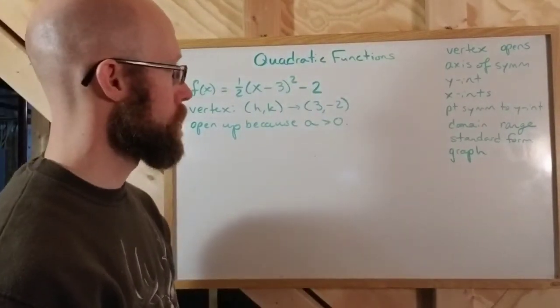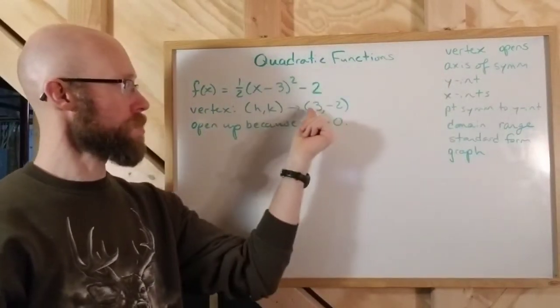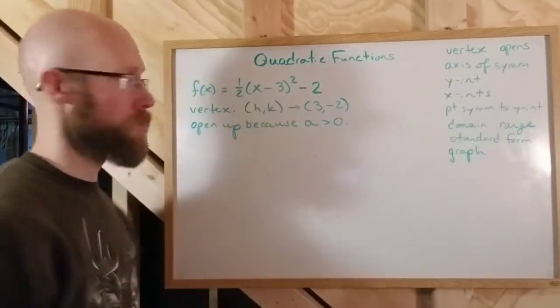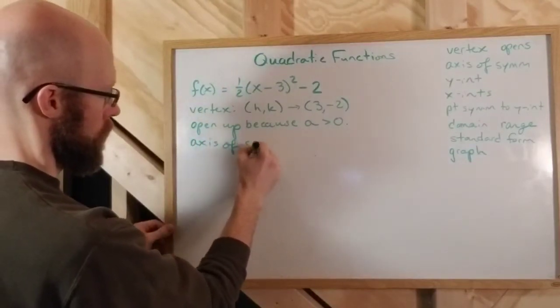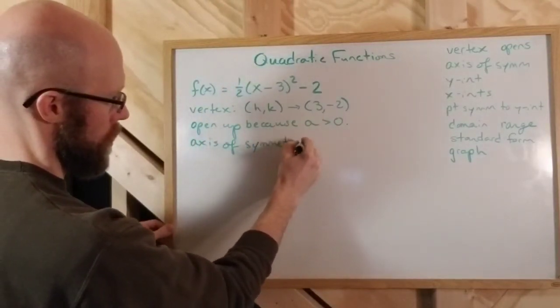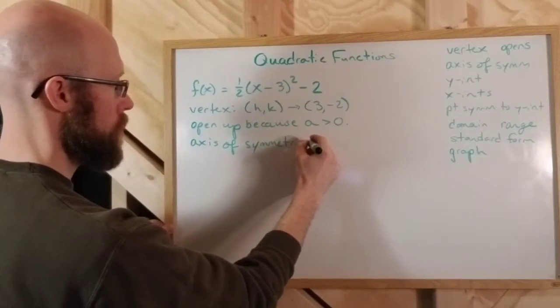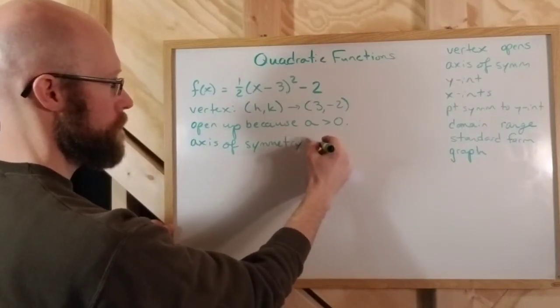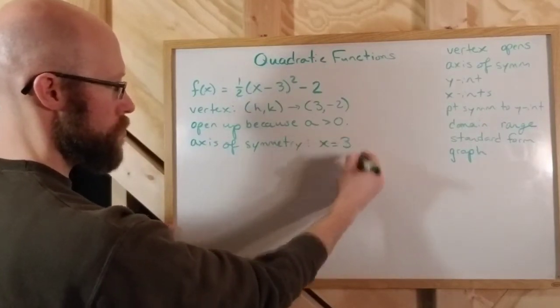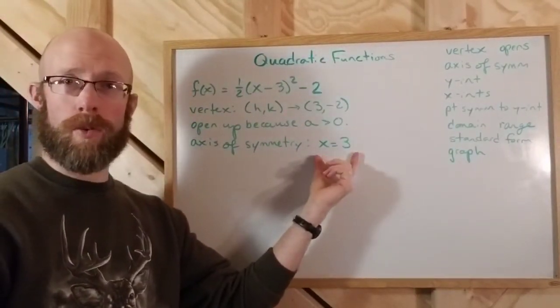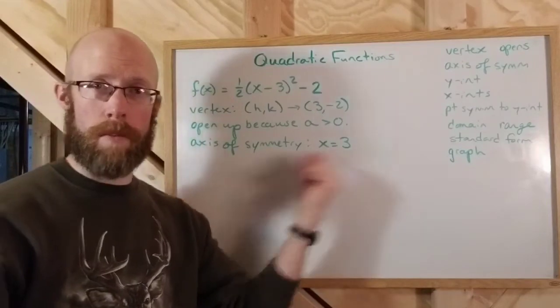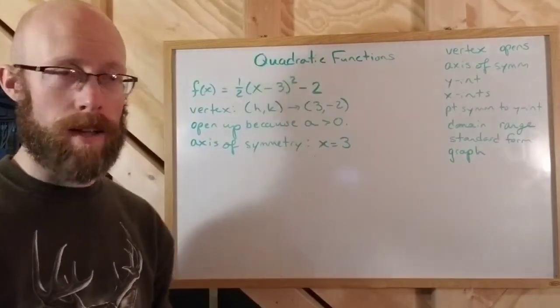Axis of symmetry. Well, axis of symmetry is always going through the x coordinate of the vertex. So that is going to be x equals 3. And remember, with the axis of symmetry, you always want to use an equation here. It's always x equals a number. That gives you your vertical line.